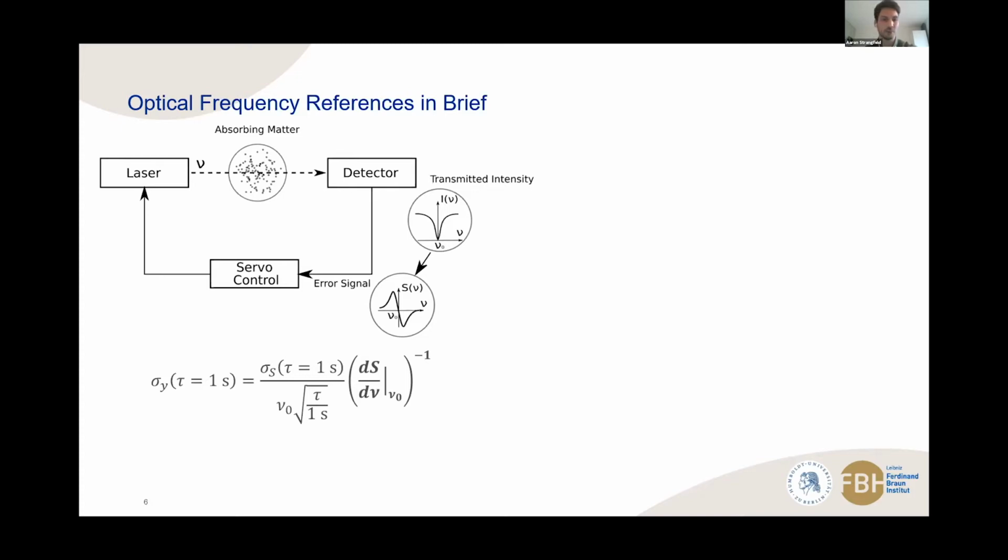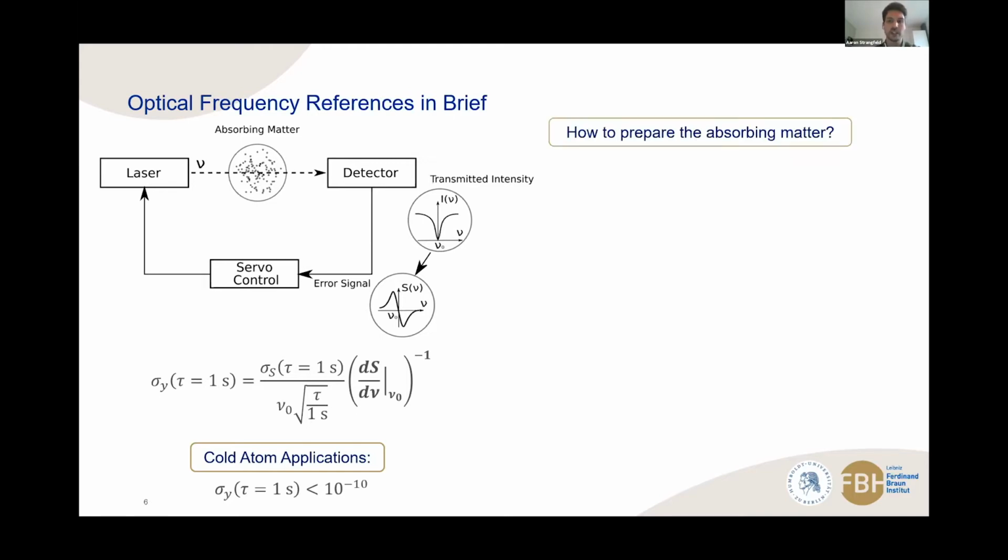So everything that broadens your absorption line is bad for your stability. And just to give an impression what kind of performance, just to have a benchmark for cold atom systems, you can estimate the stability for rubidium applications that you need Allan deviations lower than 10 to the power of minus 10. The open question on the physics side is how do we place this absorbing matter into the beam path, and how do we prepare it to have really narrow lines?